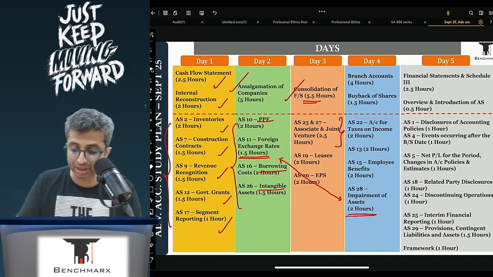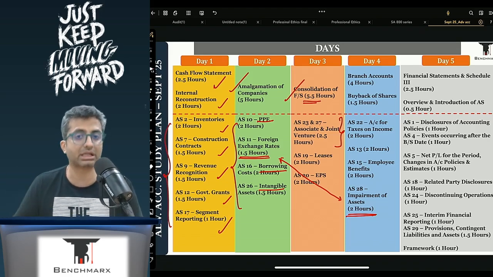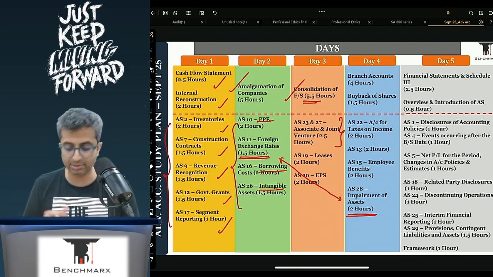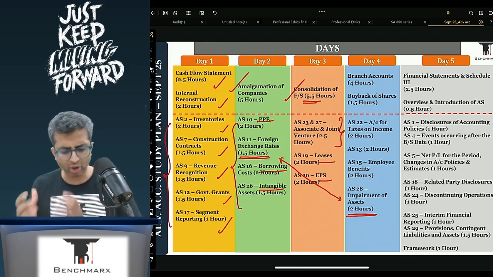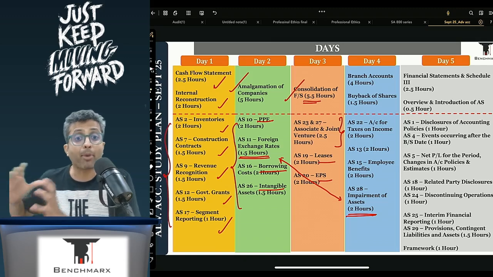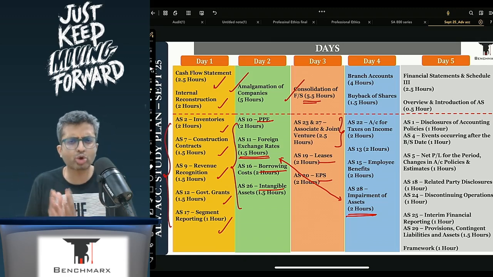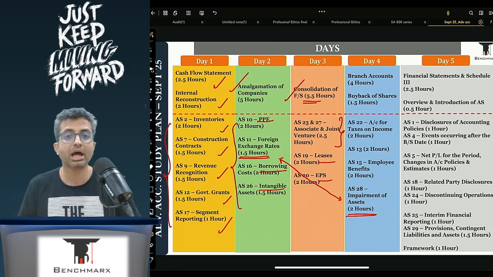Along with that, you also pick up joint venture and associates, which is kind of an extension. Especially associate equity method of accounting is quite important. And then the important standards on leases and EPS. So I don't want to keep all the important stuff on the last day where you are in a bit of a stress and you want to rush through.